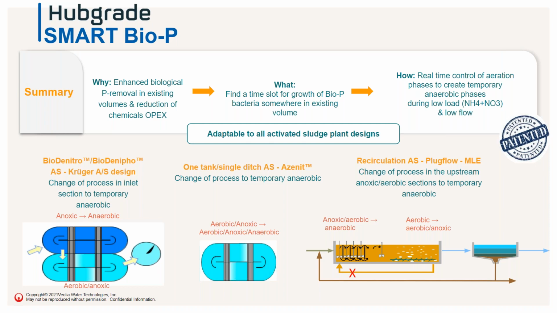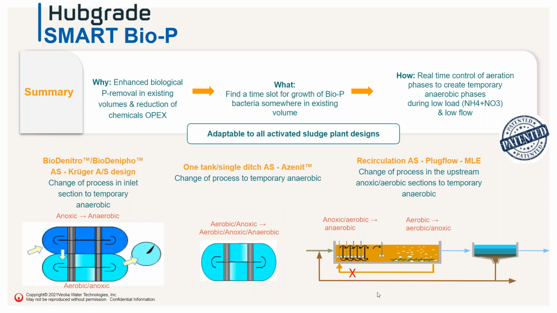We know that there is no anaerobic volume in the design, but by following the load and the flows throughout the day, we can probably, late at night, for example, find a slot where the concentrations and the flow is so low that by stretching the denitrification phase long enough, you get anaerobic conditions. And suddenly that's when the BioP bacteria start growing and are in their ideal state.